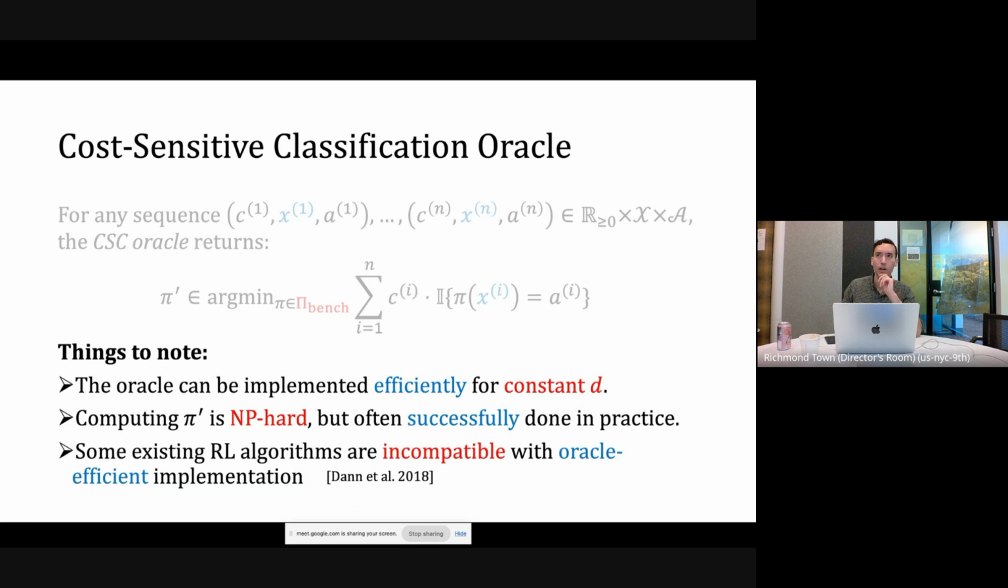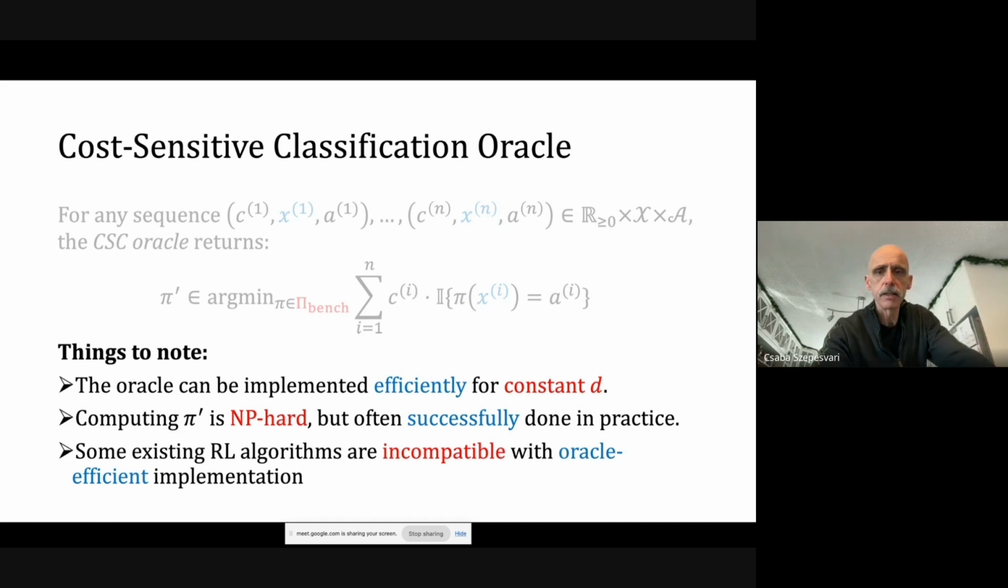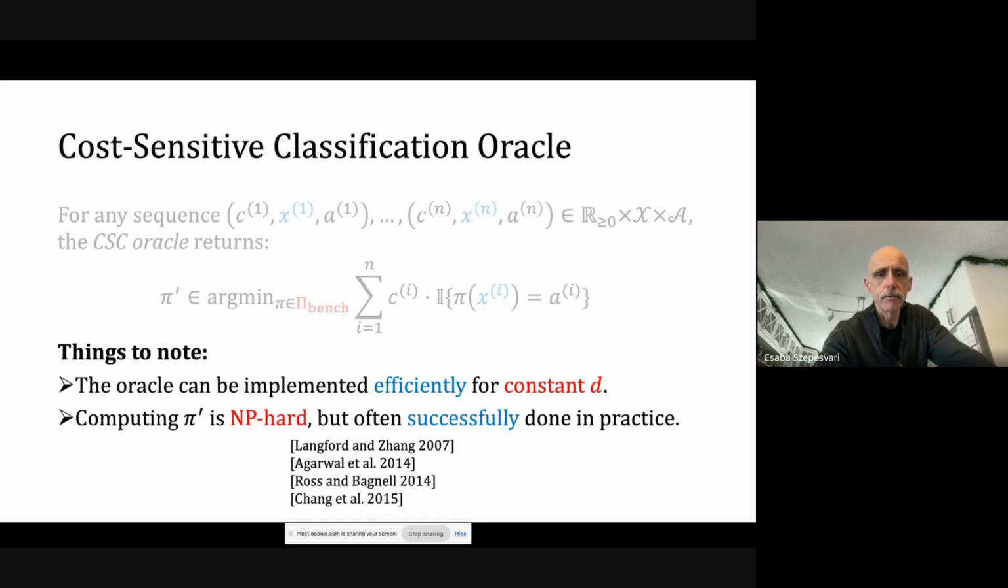I guess what you mean by this constant in d is for some specific choice of the set of benchmark policies, like softmax or something.